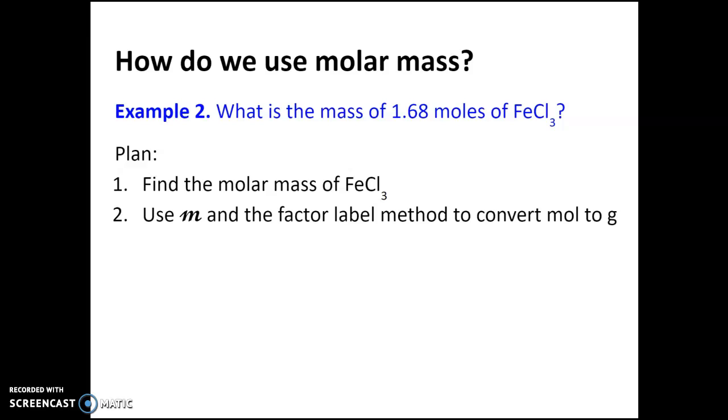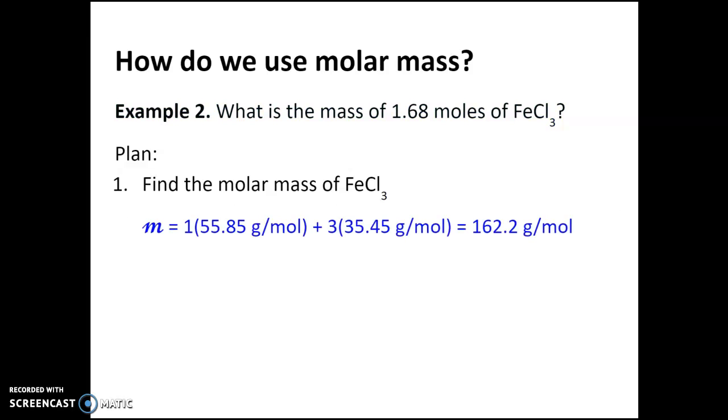Next example, what is the mass of 1.68 moles of iron chloride, specifically iron 3 chloride? Same plan, find the molar mass of iron 3 chloride, then use that molar mass and factor label to convert moles to grams. So the last problem, we went grams to moles. This time we're going to go moles to grams.